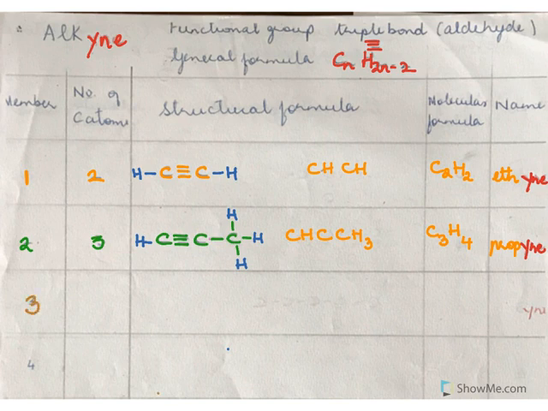Now for the third member, we will have 4 carbons. So let's write 4 carbons: 1, 2, 3, 4. And remember, between 2 carbons there should be a triple bond. To start with, we'll put the triple bond always between the first 2 carbons. It could go even here, it could go even here, but for convenience we will just put it between the first 2 carbons.